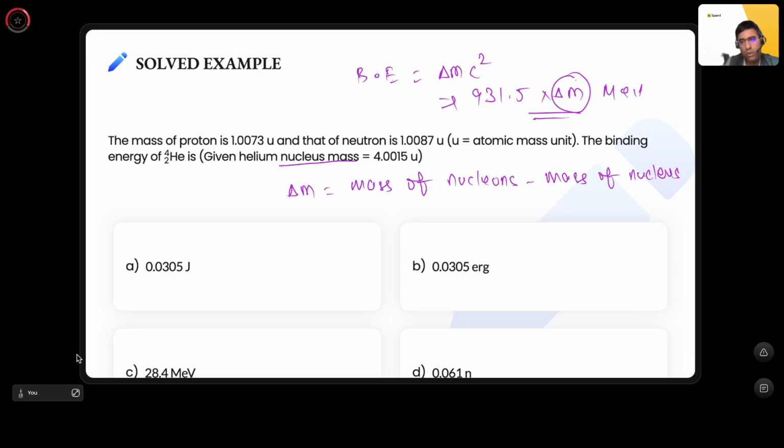ये इंपॉर्टेंट है बहुत क्वेश्चन, एज इट इज क्वेश्चन आपसे पूछा जा सकता है. Alright. So how many protons will be there? There will be two protons, right? And how many neutrons? Two neutrons.